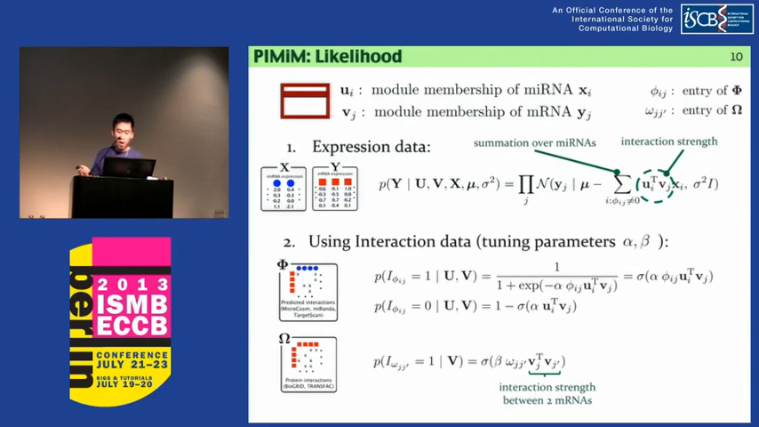Okay. The second part is how we incorporate the interaction data we have from the two matrices, Phi and omega. For Phi, if we think that the microRNA Xi would interact with the mRNA Yj, then we want to encourage them to belong to the same modules. So we use a logistic function to do that. If we don't have a prior that they should interact, then we just use 1 minus the logistic function. Similarly, if we think that two mRNAs, Yj and Yj prime, interact in the PPI network, then we also use the logistic function to encourage them to be in the same module.